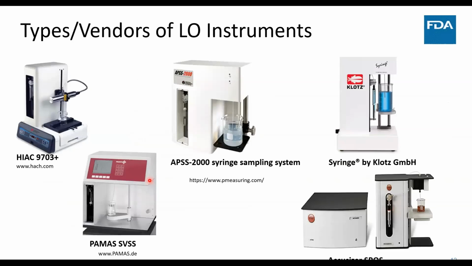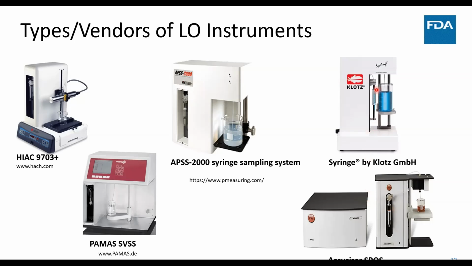Now let's go on to the next slide and look at some of the common vendors or types of light obscuration instruments. One of the most popular ones, the HIAC 9703 LO instrument. We have the APS 2000 sampling system, the PAMAS SVSS, and the syringe by Klotz. We do have this available in our lab, the Accusizer. But these are the different types of vendors or instruments that you would see when it comes to light obscuration. The principle of operation does not change between the manufacturers.